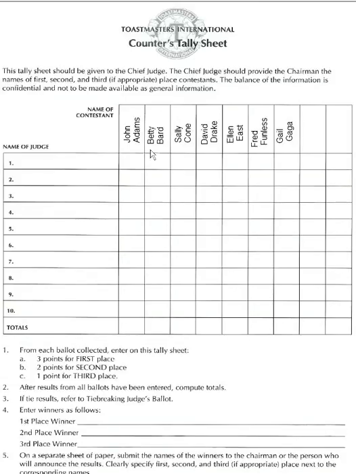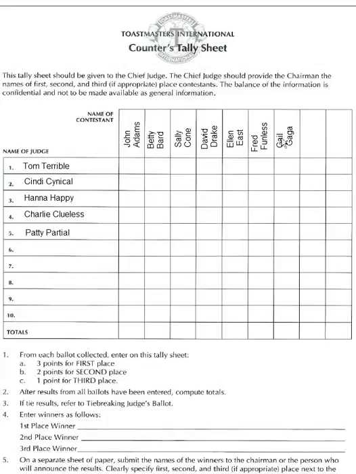The first thing we do is put in the name of each contestant, one per column across the top. In our example, we have 7 contestants. Then we write the name of each judge, one per line, along the left-hand side.